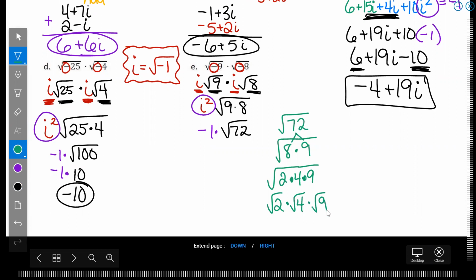What is the square root of 4? 2. So I have the square root of 2 times 2. What's the square root of 9? 3. What's 2 times 3? So I have 6 square root of 2 times -1. That would be -6 square root of 2.